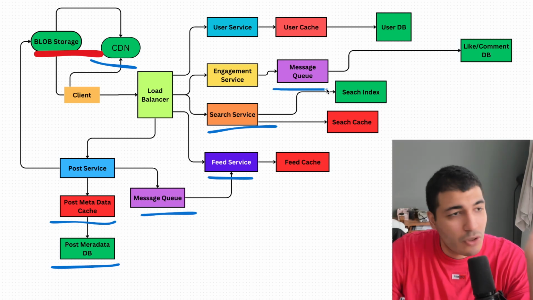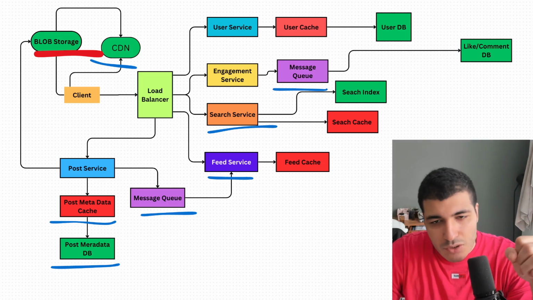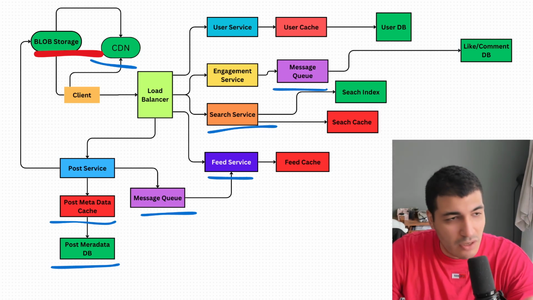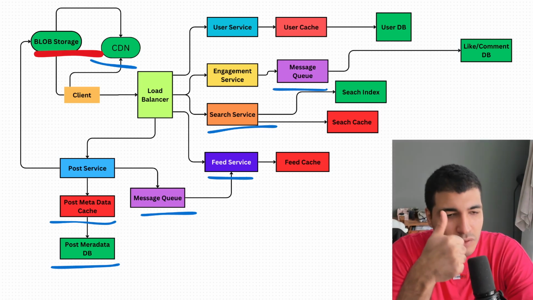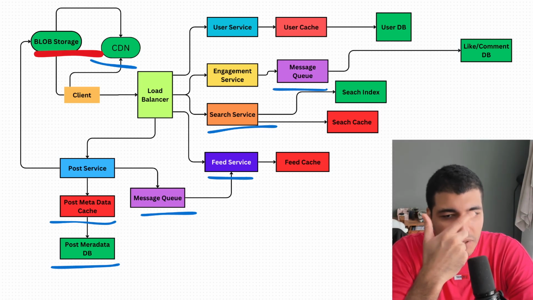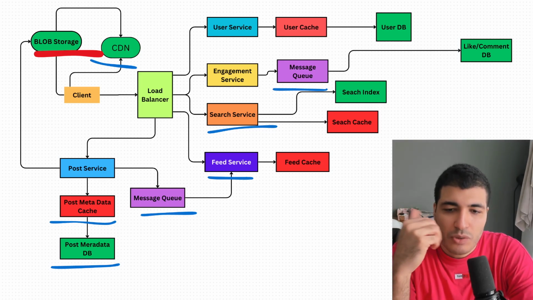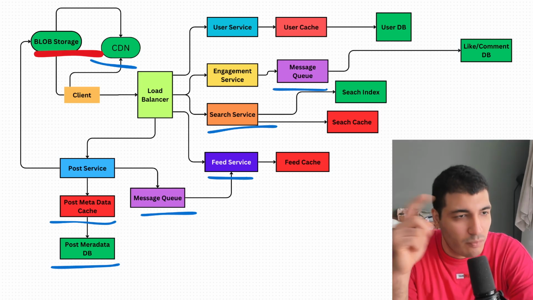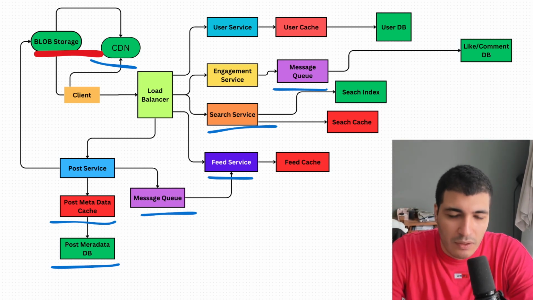Okay, we did talk a lot about the message queue, so let's talk about it in detail. The message queue will act as the decoupling layer between services. First, it ensures asynchronous processing. It has retry mechanisms. It ensures smooth scalability. It's used from post to feed, and also from post to search. It will be used from engagement to analytics as well. All of these are services.